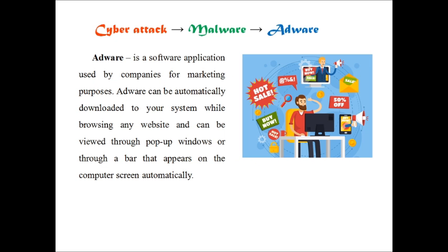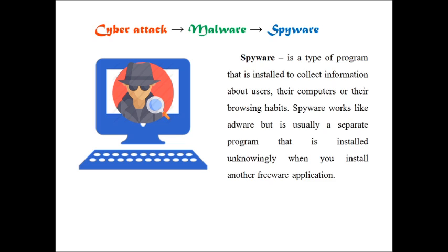Another type of malware is adware. It is a software application used by companies for marketing purposes. Adware can be automatically downloaded to your system while browsing any website and can be viewed through pop-up windows or through a bar that appears on the computer screen automatically. Spyware is a type of software that is installed to collect information about users, their computers, and their browsing habits. Spyware works like adware, but it's usually a separate program that is installed unknowingly when you install another freeware application.